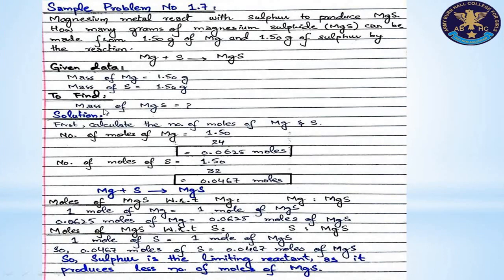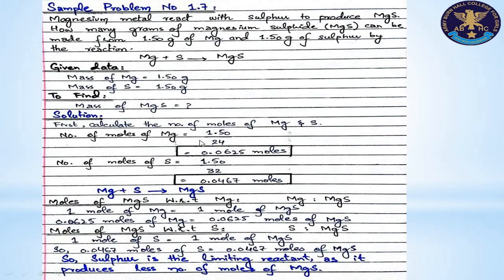What we have to calculate? We have to calculate the mass of magnesium sulfide. But for this we have to locate the limiting reactant first. So we have to proceed with those steps which I have explained earlier. The balanced chemical equation is already given to us. So in step 2 we have to convert the given masses, which are given in grams, into moles. So we have to calculate the number of moles of magnesium and sulfur separately.